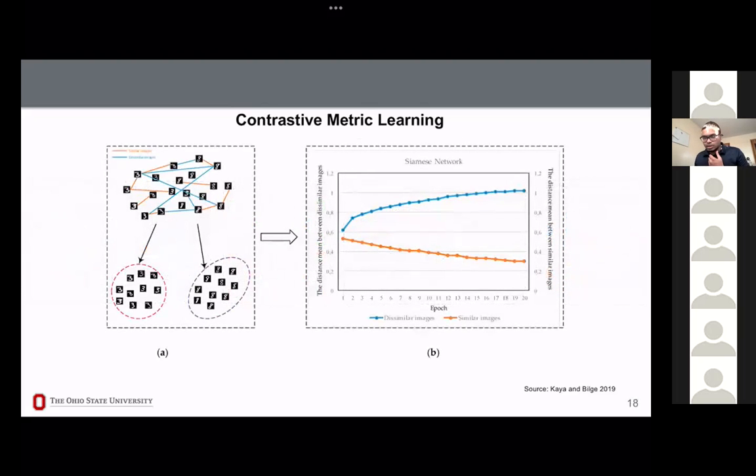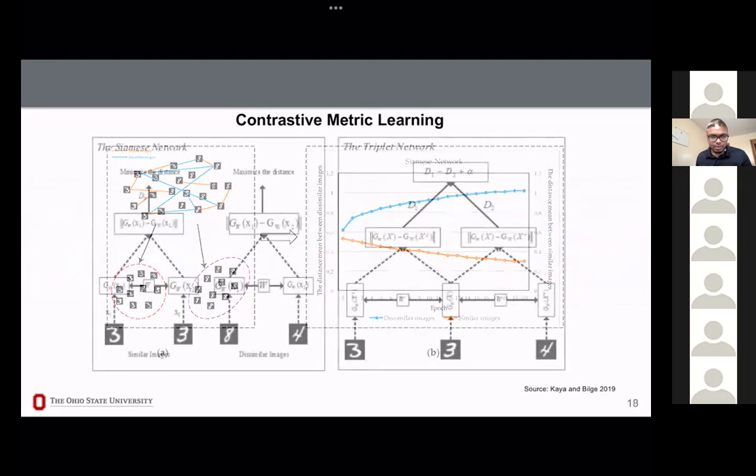So just to briefly cover this, as the network is trained, the blue curve shows the average distance between dissimilar images starts to increase, and the average distance between similar images starts to decrease, which is expected. That's literally what we are minimizing, so it's not very insightful.